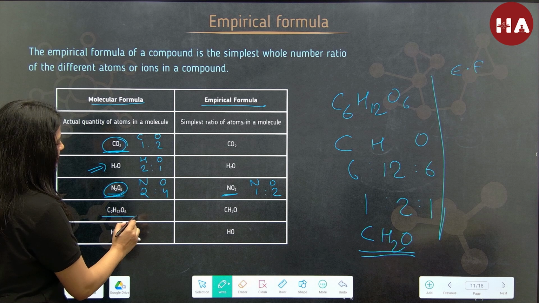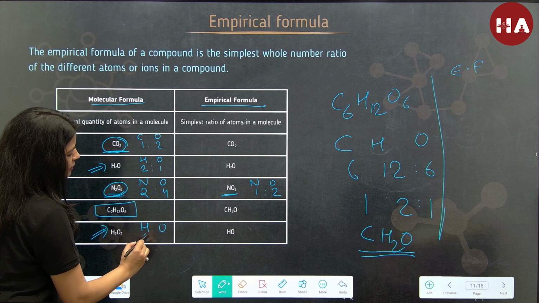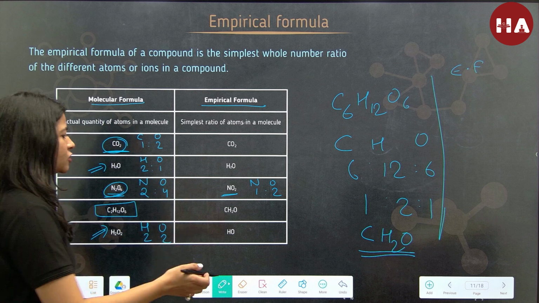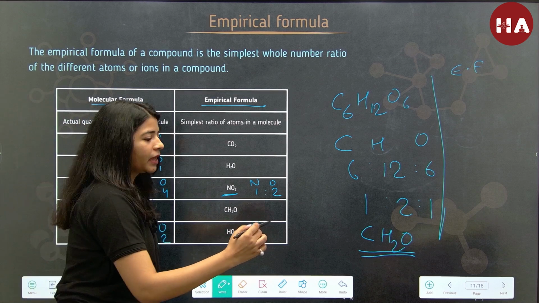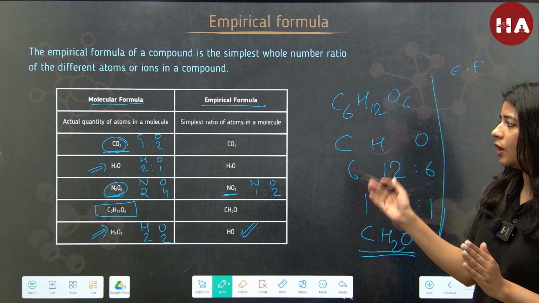Next, glucose we have already discussed. Another is hydrogen peroxide, where hydrogen and oxygen are present in 2:2 ratio. I can bring it down to the simple ratio, which is 1:1. So this becomes your empirical formula. I hope this is understood. Take a minute here and write this down.